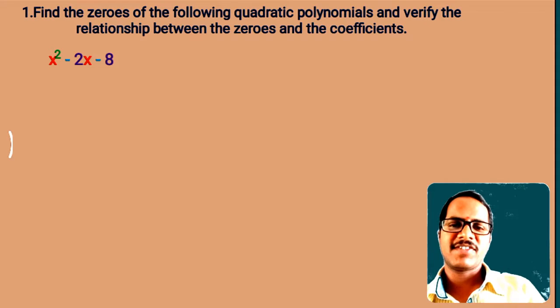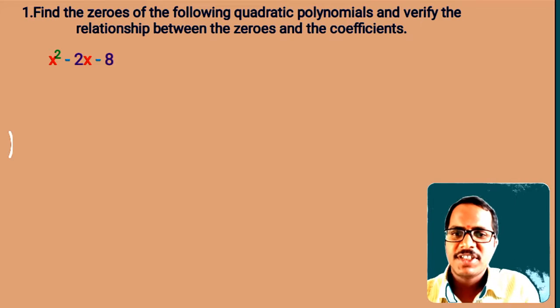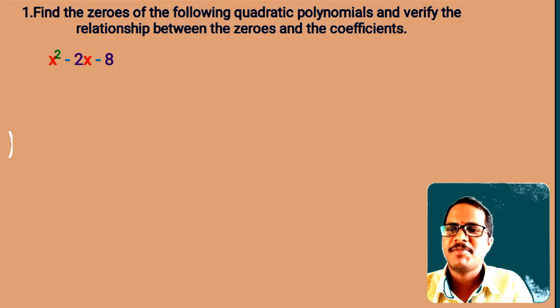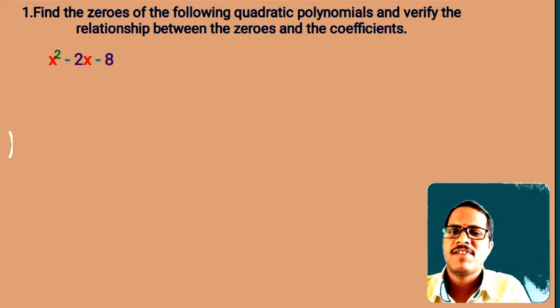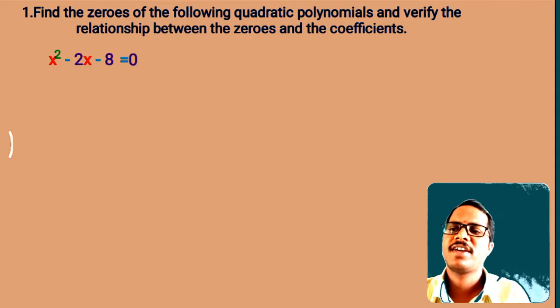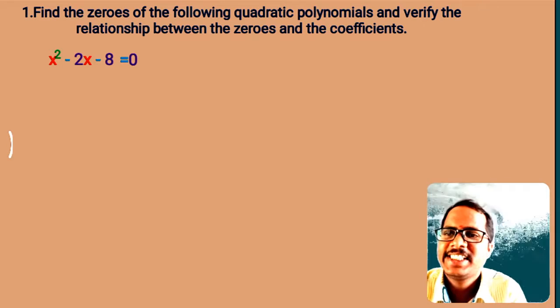So here the given quadratic polynomial is x square minus 2x minus 8. Now we need to find the zeros of this quadratic polynomial. So to find the zeros, we need to equate this polynomial value with 0. So by equating this polynomial with 0, we get x square minus 2x minus 8 equals 0. Now, to find the zeros, we need to factorize this equation.